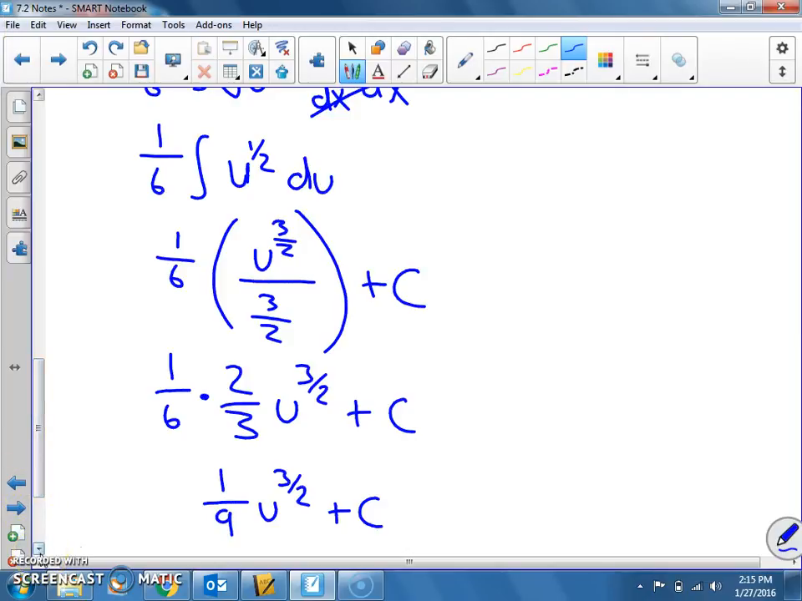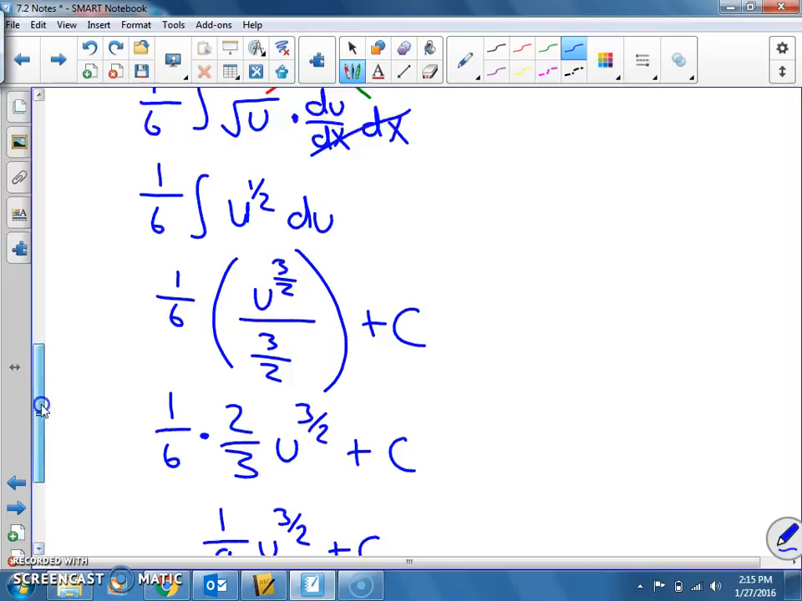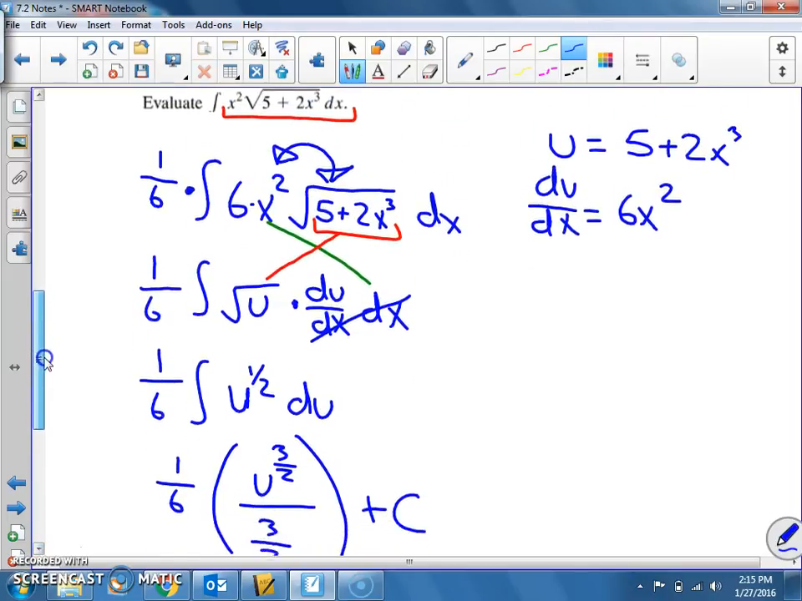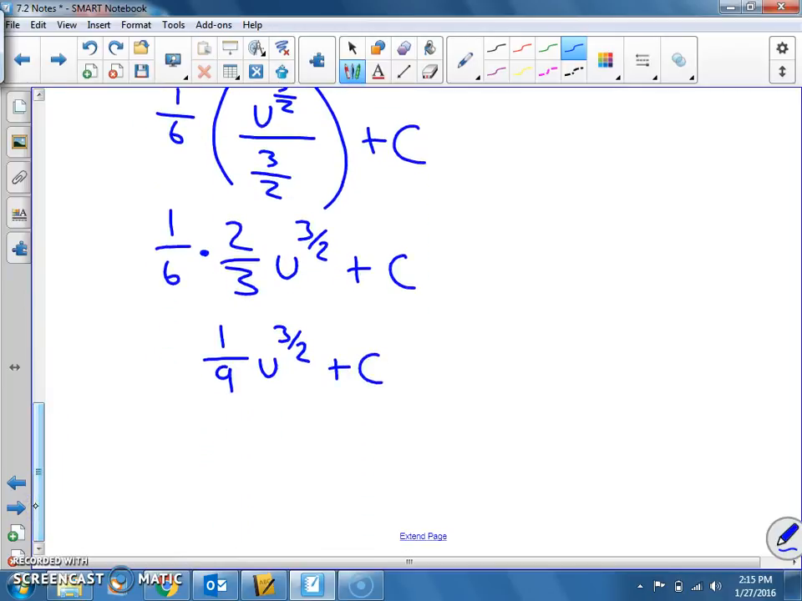That's saying take the antiderivative of u to the 1/2. And then we'll replace it with an x in the end here. So now we're going to replace u to the 3/2 with 5 plus 2x to the third on the inside. So I have 1/9 square root of 5 plus 2x to the 3rd plus c. Oh, so throw that square root out, right? Sorry, it's 1/9 times 5 plus 2x to the 3rd raised to the 3/2 plus c.